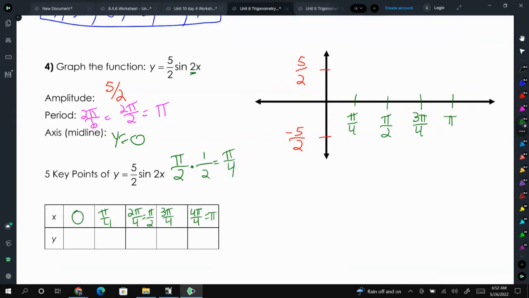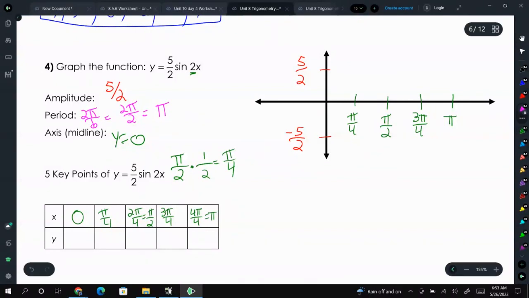So I'm hoping that making our axes different for each graph is helpful, instead of always having the same grid for all the problems and having to figure out where pi over 4 and pi over 2 is. I'm really hoping that doing it this way helps.